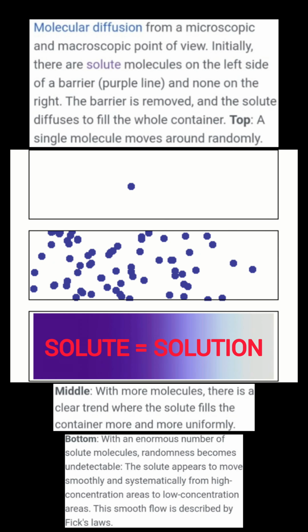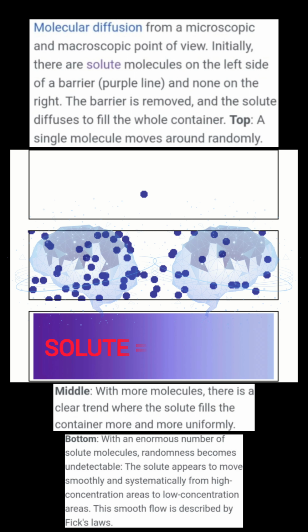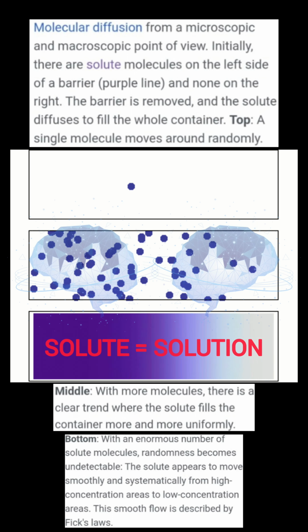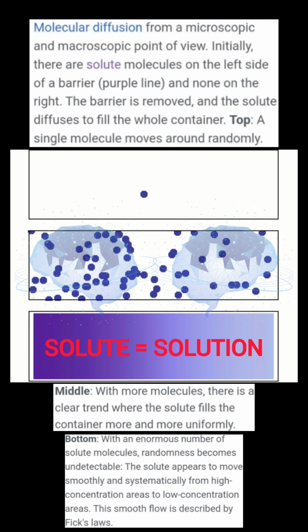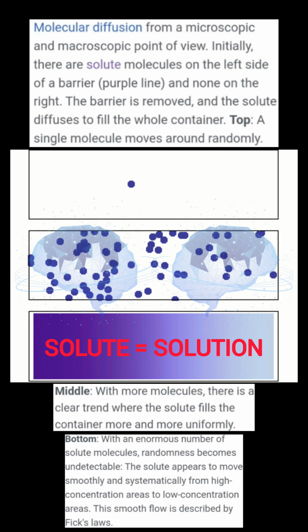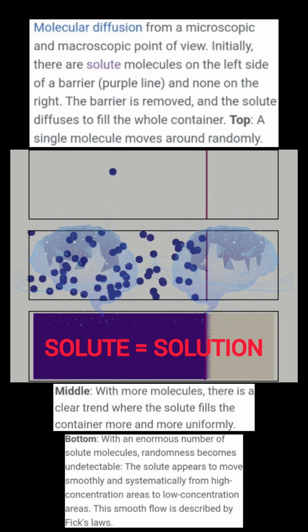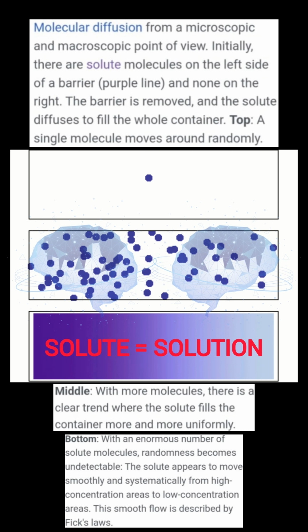Molecular diffusion. From a microscopic and macroscopic point of view, initially there are solute molecules on the left side of the barrier, emphasized by the purple line in the illustration, and none on the right. The barrier is removed and the solute diffuses to fill the whole container.